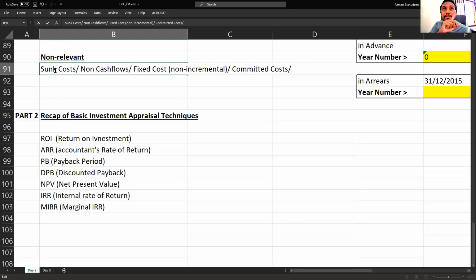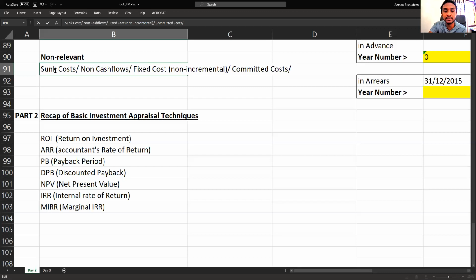Sunk is what's already been paid. Committed is what you have already committed to, but you might not have paid it. But whatever you decide, it doesn't matter. You have to pay it. Like for example, let's say you have committed to pay Icon a certain amount, and so whether you decide to sit for the paper or not, it doesn't matter.